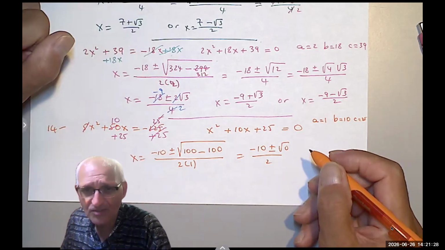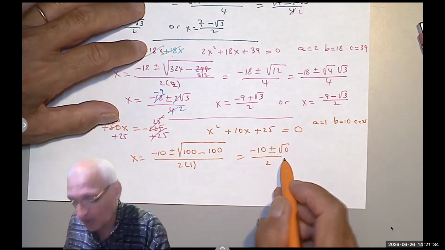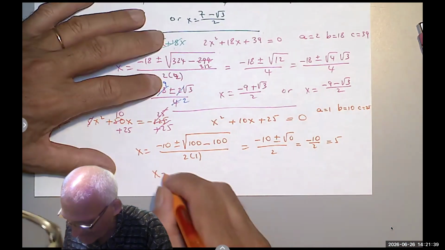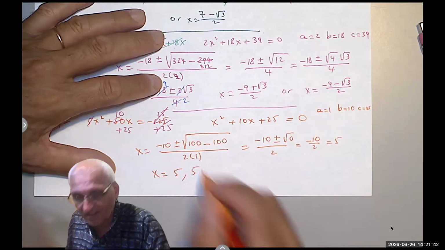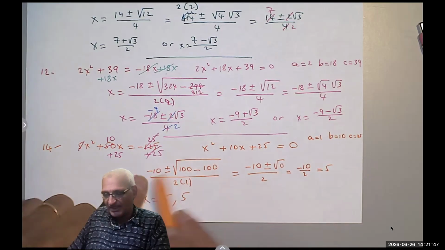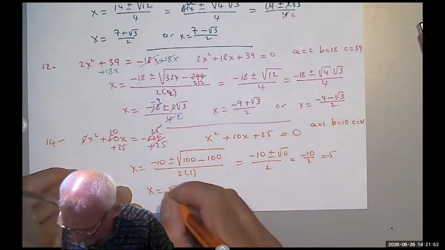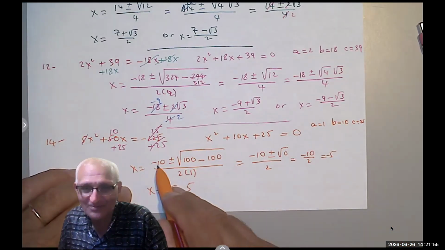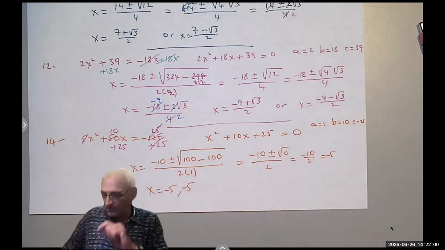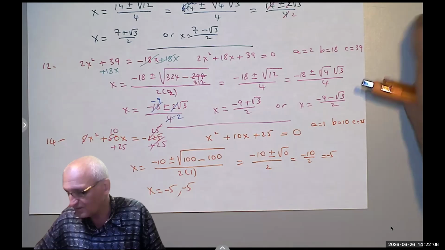Well, the square root of 0 is 0. So whether you say negative 10 plus 0 or negative 10 minus 0, you always get negative 10 over 2, which is negative 5. In fact, x equals negative 5 and negative 5. There are two answers, because once I add 0 to the negative 10 and divide by 2, I get negative 5, and once I subtract 0 from negative 10, it's still negative 10 over 2, which is negative 5. And we will learn what's the meaning of that next time. But for now, I think it was pretty straightforward.